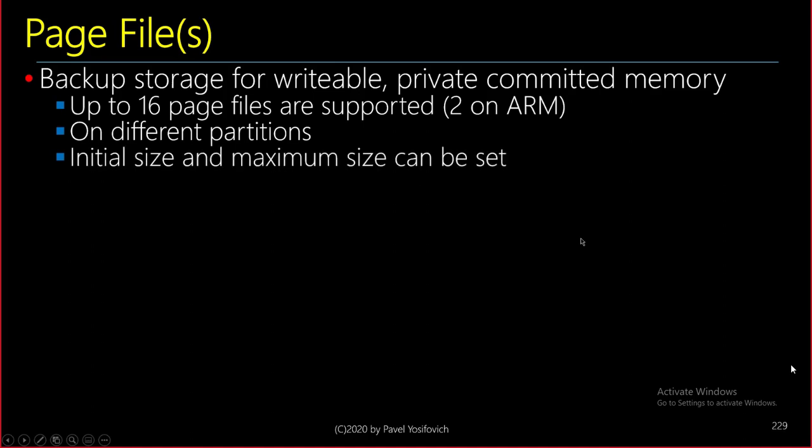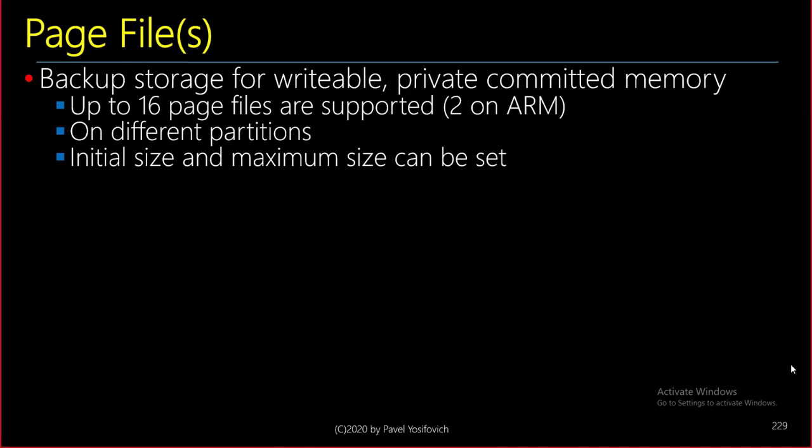They must be on different partitions, and we can set their initial size and maximum size using the Windows configuration or using the registry. And so first, why would we need more than one page file? There could be several reasons. One of them, maybe I have 2 disks which are physically different. So they are not 2 partitions on the same physical disk, but 2 partitions on different physical disks. Then it's beneficial to do I/O at the same time concurrently with these 2 disks.